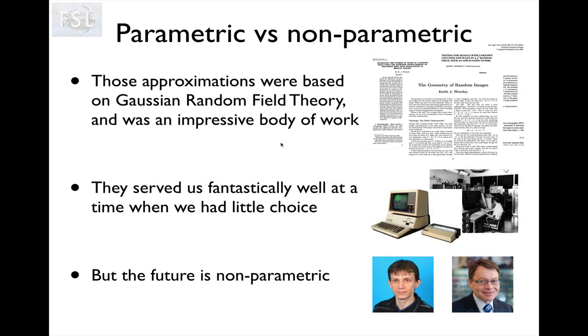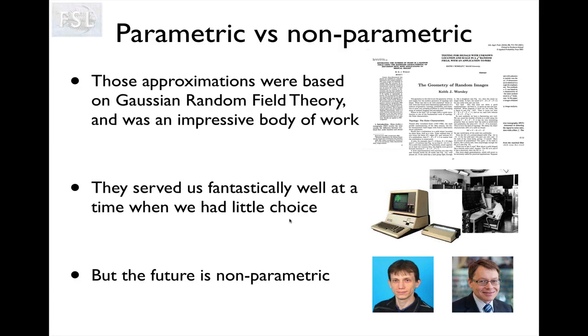Now, these parametrics are based on something called Gaussian random field theory. They were developed largely in the 90s, and in particular Keith Worsley did an enormous amount of work in this, a very, very impressive body of work. And they served us fantastically well at the time when we had little choice. And the reason we had little choice was that 20 years ago, 30 years ago, the computers just weren't as fast as they are today.